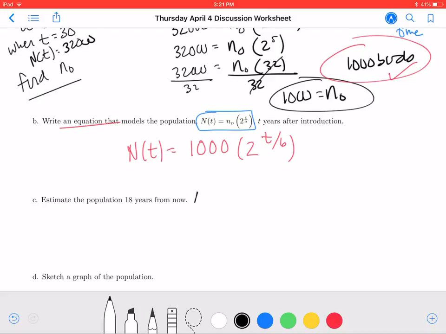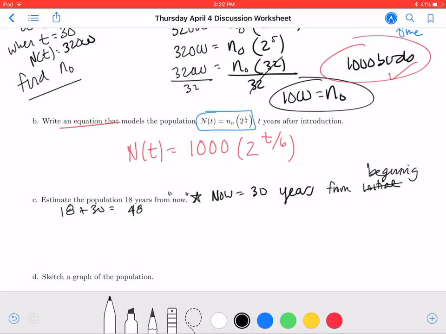Okay, so now I want to know what the population will be 18 years from now. Here is a good catch. When it says now, remember the very beginning of the problem, we were told that our population is at 30 years currently, 30 years since it started. So 18 plus the 30 years we already have means 48 years since the beginning.